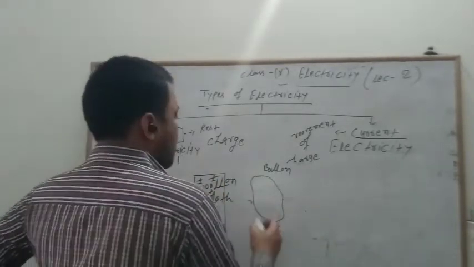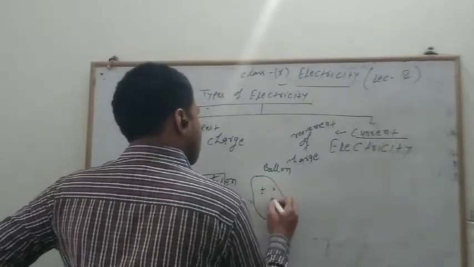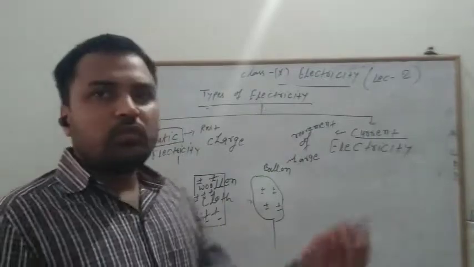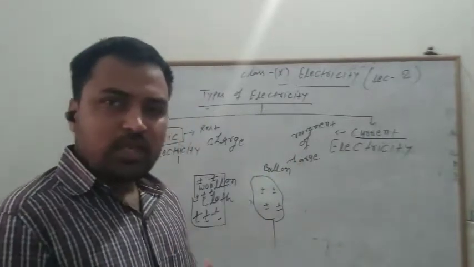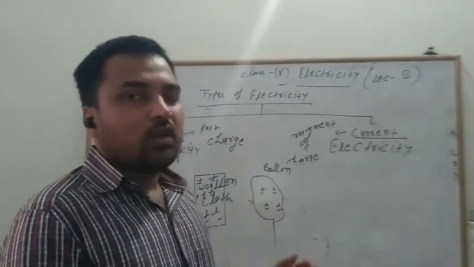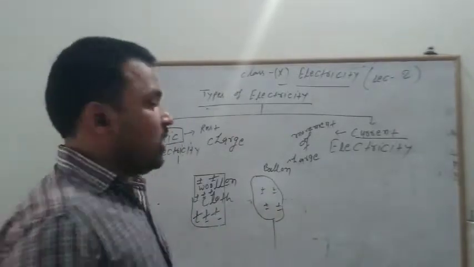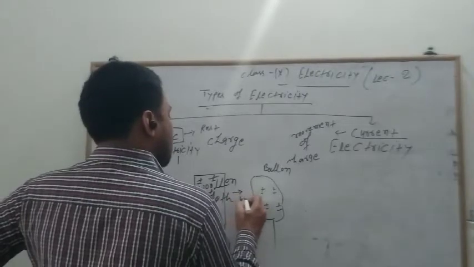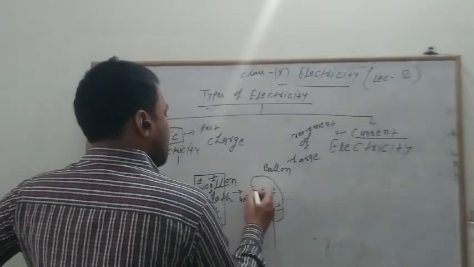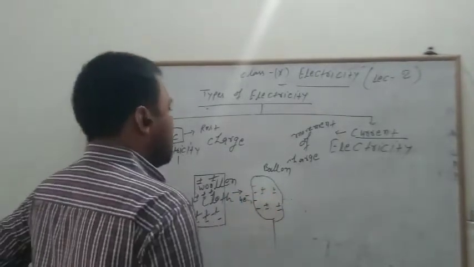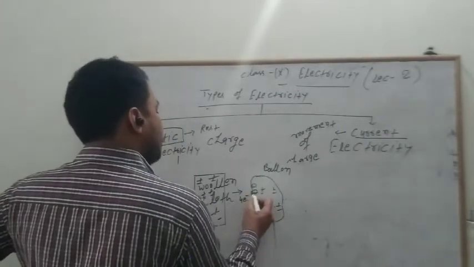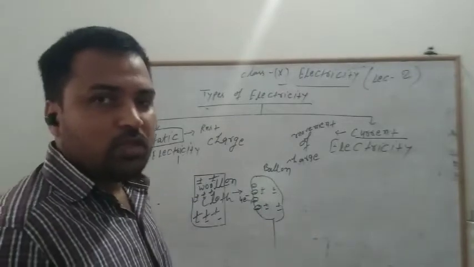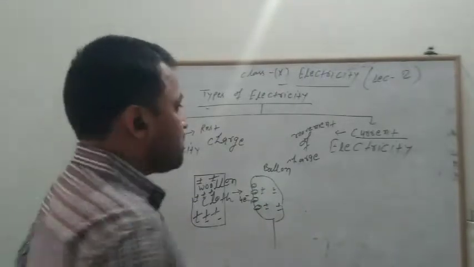Okay, so here it is also, suppose, when the balloon is rubbed with the woolen cloth, some charges will be transferred to its surface. Suppose 4 electrons transfer to this surface. So 4 electrons means 4 negative charges transfer to its surface. In this way the balloon becomes negatively charged.